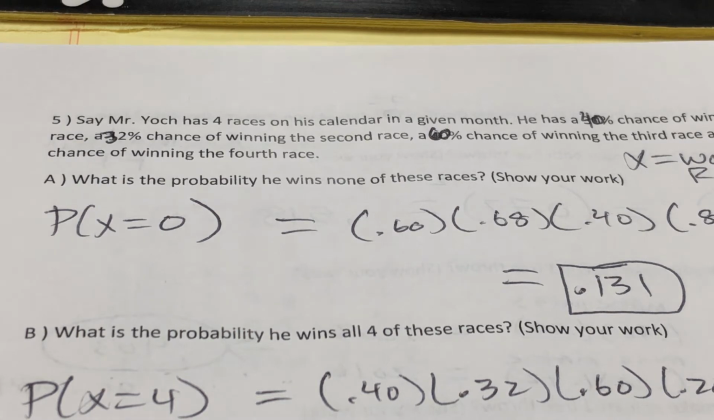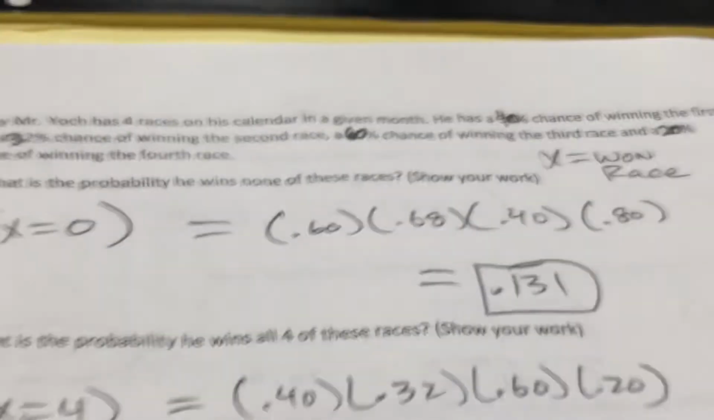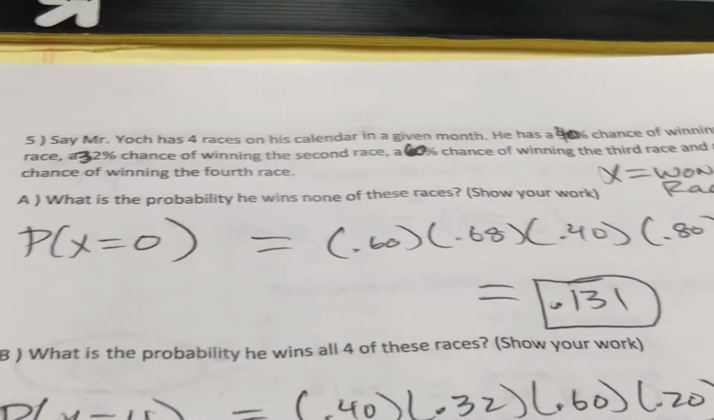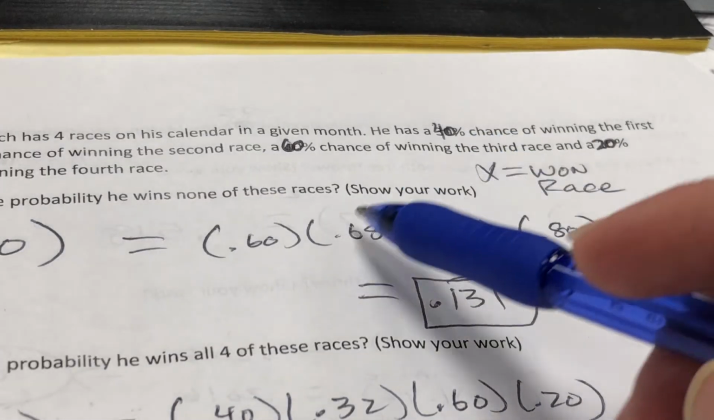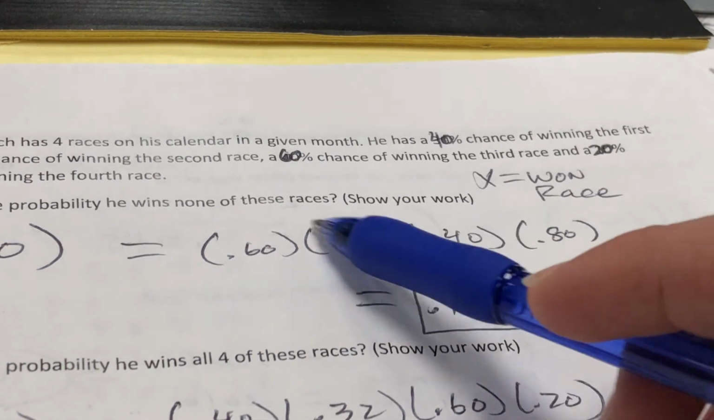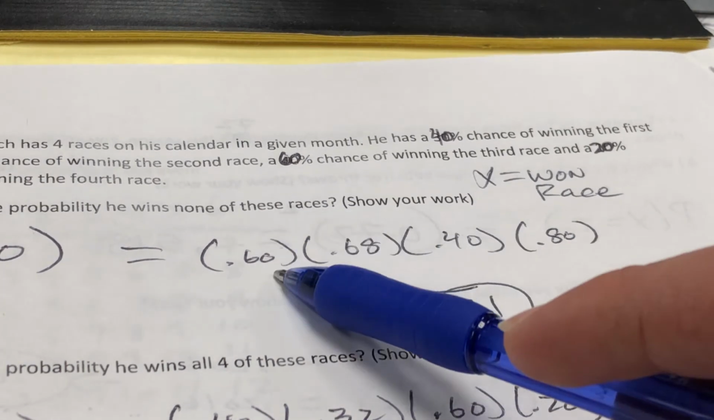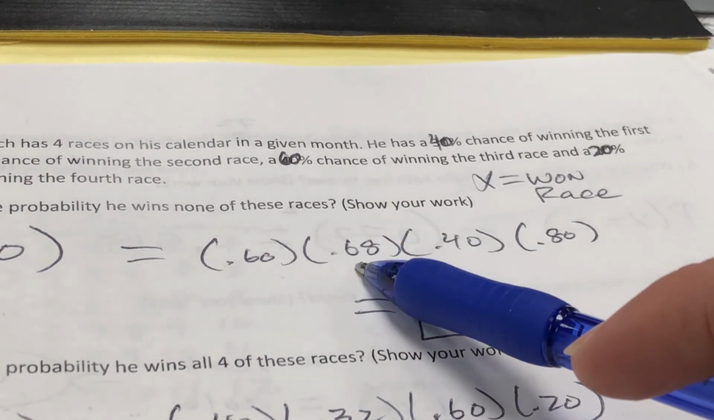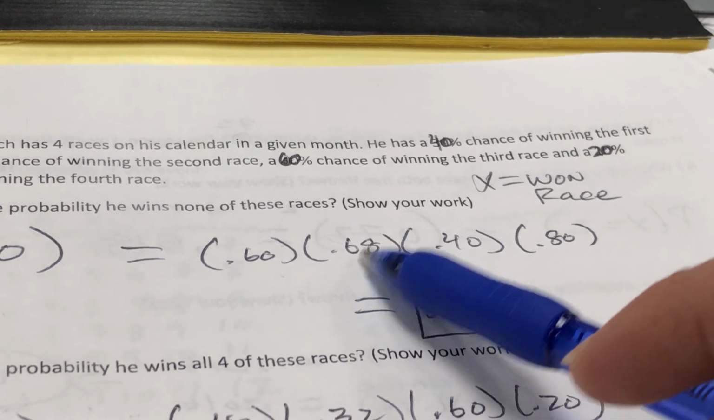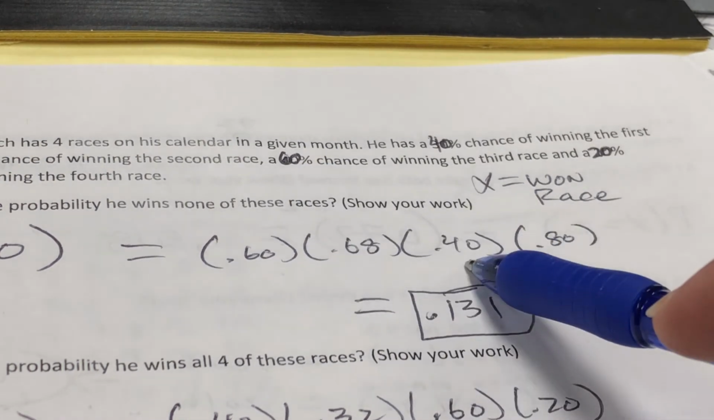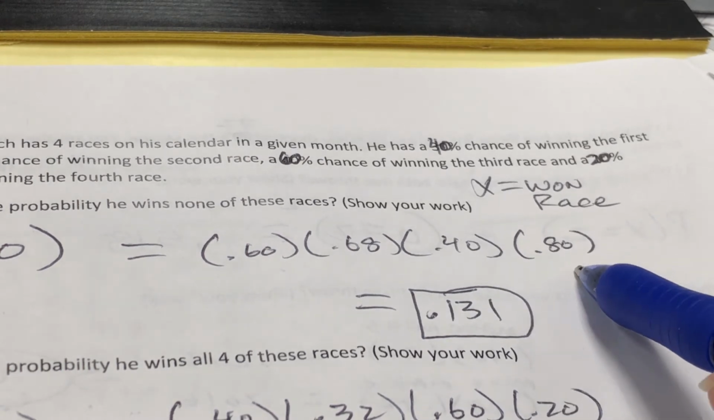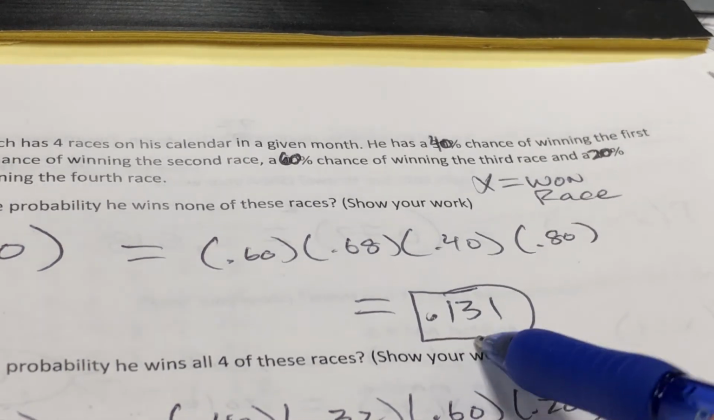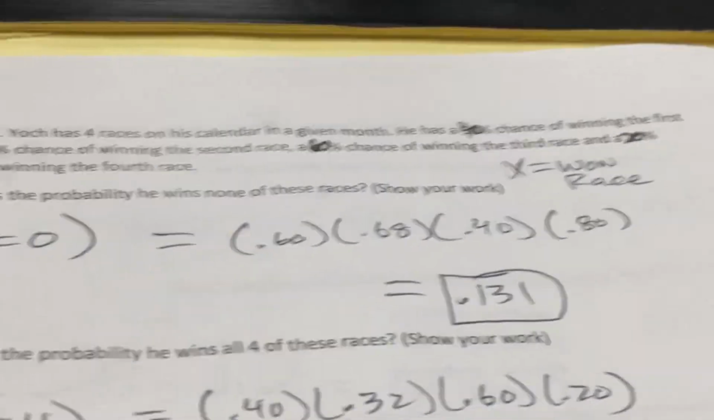What's the probability that he wins none of them? So X is the number of races won. Probability X is 0 means 4 straight not winning. So it's the complement 4 straight times. 40% chance of winning, 60% chance of losing. 32% chance of winning, 68% chance of losing. 60% chance of winning that race, 40% chance I don't. 20% chance of winning the race, 80% I don't. Multiply them all together. It's the probability of 0 wins.